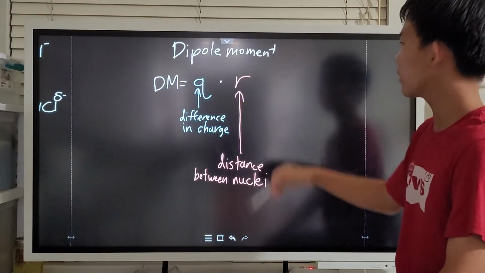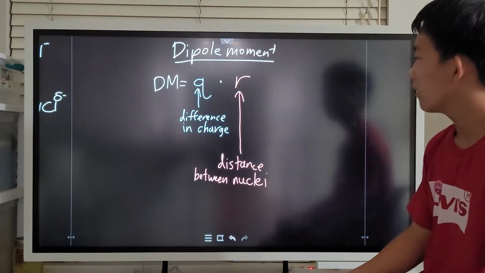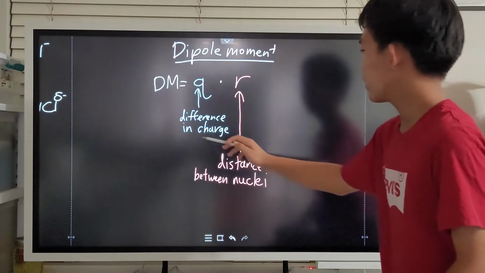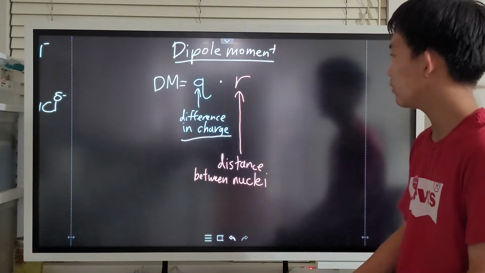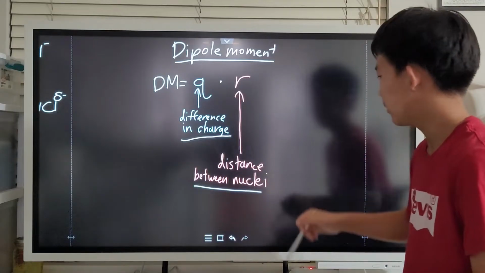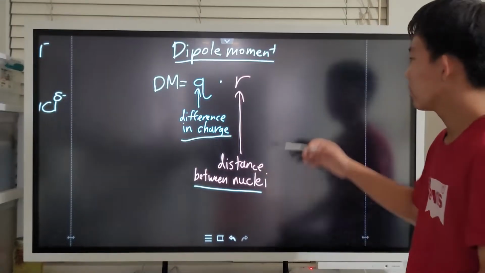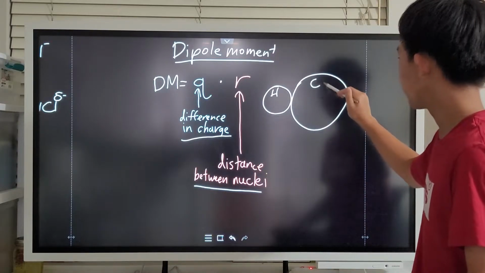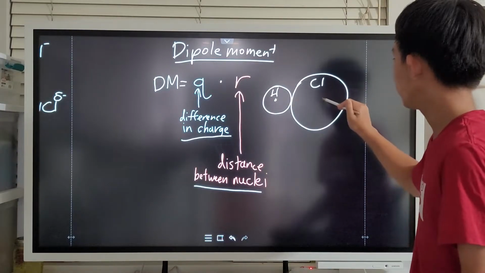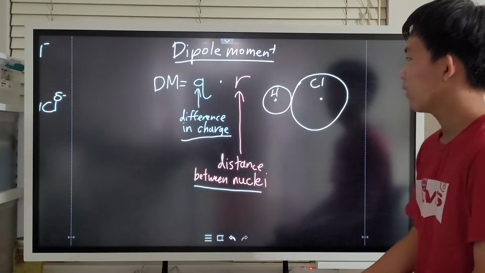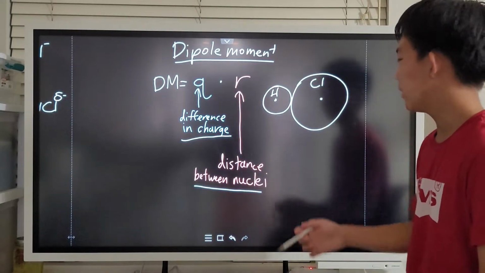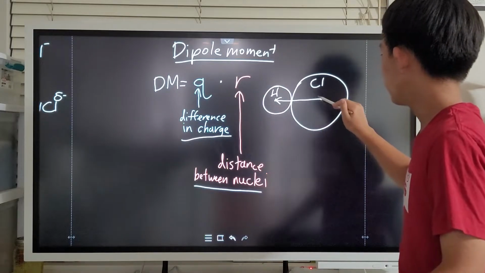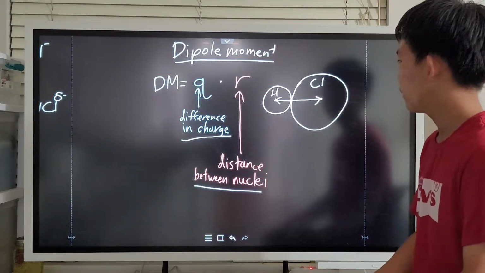Now let's talk about something called dipole moment. Dipole moment has a very simple formula, which is basically a difference in charge, Q, times the distance between the nuclei, R. So if there are two atoms, like hydrogen chloride for example, here's the nuclei of each atom. The dipole moment would be the difference in charge times the distance between both of these nuclei.